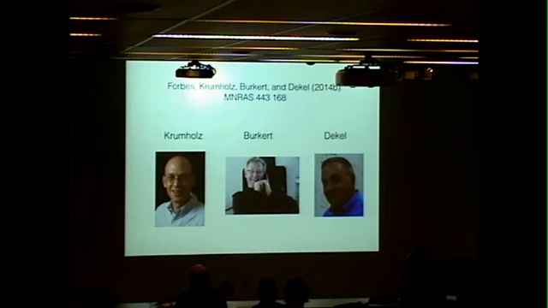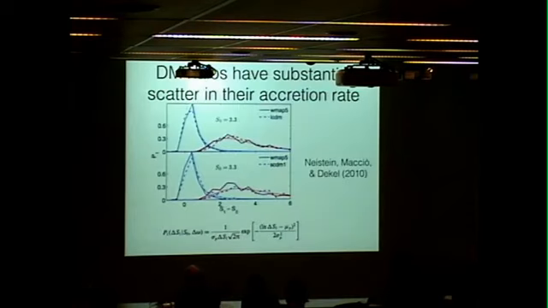I'm going to tell you the fact that dark matter halos are known to have a substantial scatter in their accretion rate. So if you look at the difference in mass of a dark matter halo at two different times, you find that in a dark matter only simulation, you get a log normal distribution in your accretion rates. So that's a good candidate for producing scatter.